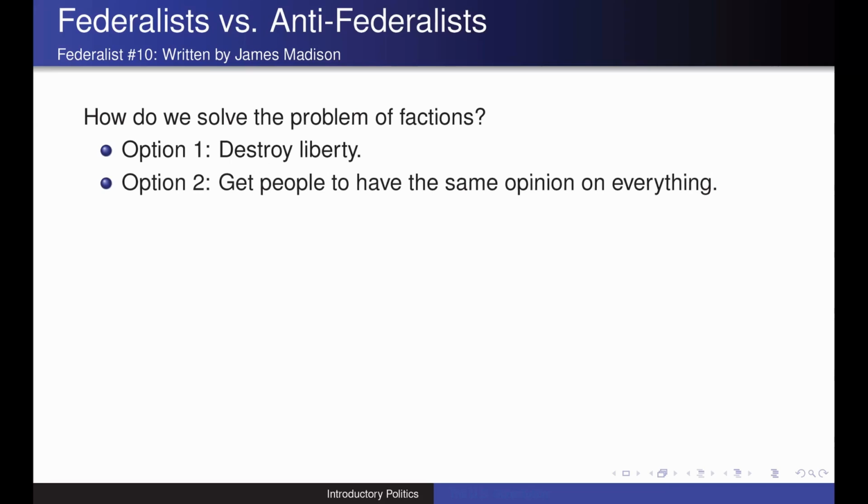And the other option is, well, if the issue is we have one group of people who believe something, and they end up hating on a different group of people who believe something differently, then one way to possibly solve this problem is just get everybody to agree about everything. Again, Madison's going to say here that this in theory could work, but certainly is impossible. And so this is not really a plausible option.